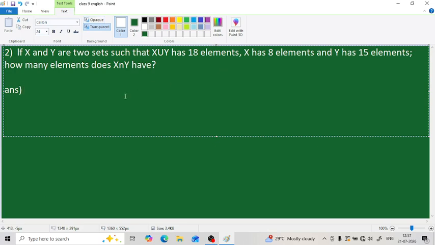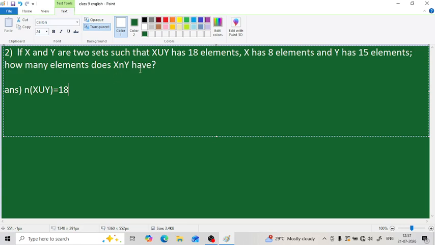So let's look at our next question. Here it is given that if x and y are two sets such that x union y has 18 elements. So how can we write this in our hypothesis? Here n of x union y equal to 18. That means x union y has 18 elements means n of x union y equal to 18. So that is the first line of our answer.